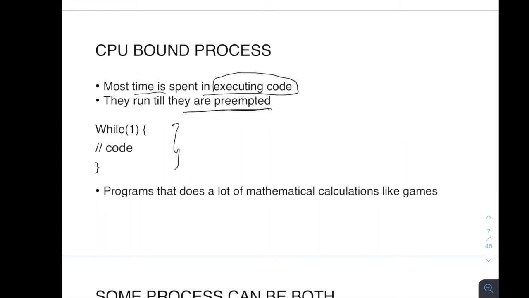Other examples could be programs that do a lot of mathematical calculations, like games. When you are doing mathematical calculations, the CPU is executing instructions for calculating those numbers and results. And in programs like games, in most of the games that you play, a lot of mathematical calculation happens for the rendering of graphics. So I will say these are examples of CPU bound processes.